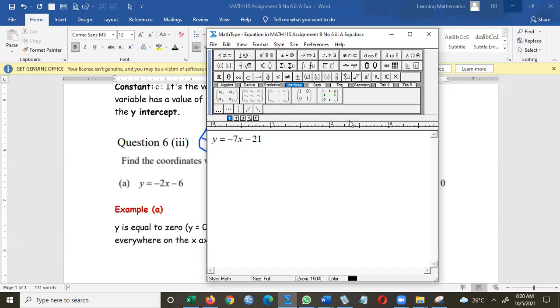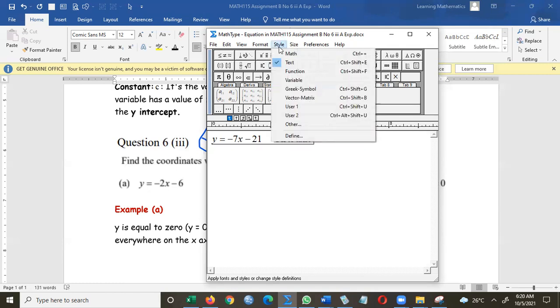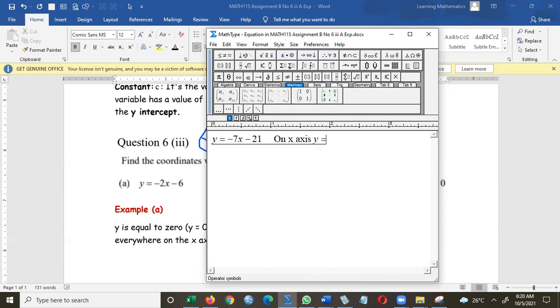So therefore, what we need to do, we know that y is equal to 0 on the x-axis. On the x-axis, y is equal to 0. So we're going to substitute 0 into the y place. So 0 is equal to negative 7x minus 21. And then we're going to solve for x now.